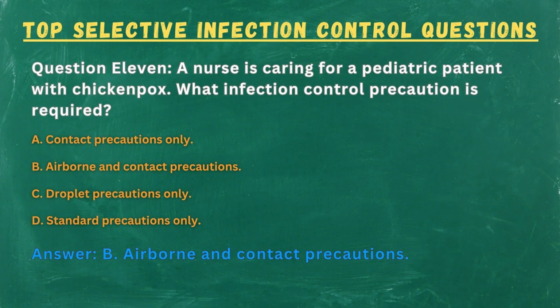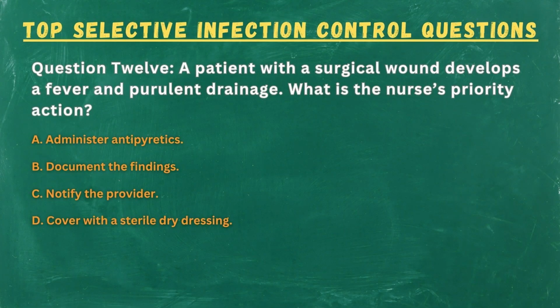Answer: B. Airborne and contact precautions. Question 12. A patient with a surgical wound develops a fever and purulent drainage. What is the nurse's priority action? A. Administer antipyretics. B. Document the findings. C. Notify the provider. D. Cover with a sterile dry dressing.